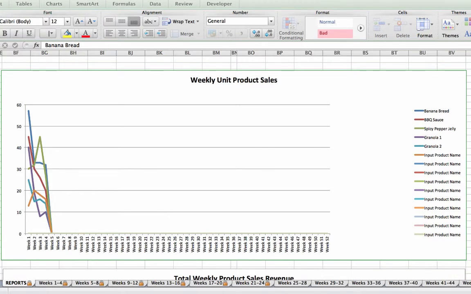So the first chart that you're going to see is your weekly unit product sales chart. What this is doing is tracking how many units you're selling of your product. So how many slices of banana bread, how many jars of barbecue sauce. So it's going to track it for you so you can see, okay, are sales up, are sales down, how are they trending?